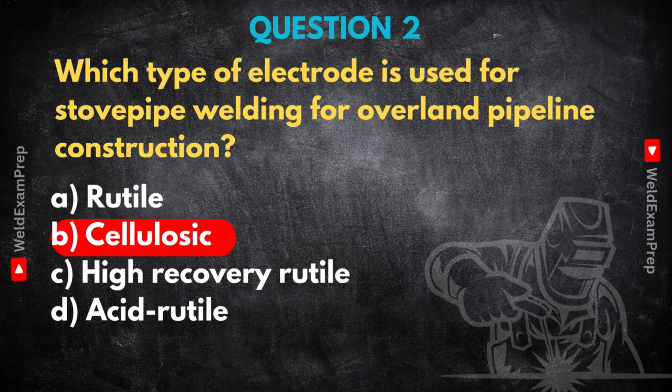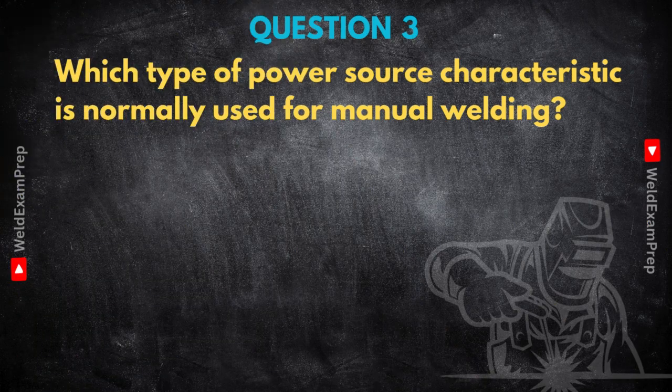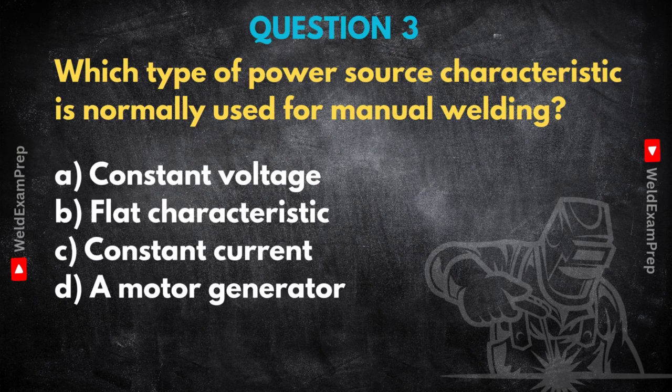Absolutely. Okay, so we've got the electrode. Now let's think about the power source driving it. Another fundamental. Question 3. Which type of power source characteristic is normally used for manual welding? The power source itself, yeah. Critical. Options are A, constant voltage, B, flat characteristic, C, constant current, or D, a motor generator. Okay. For manual welding, MMA, stick welding, the characteristic we need is C, constant current.